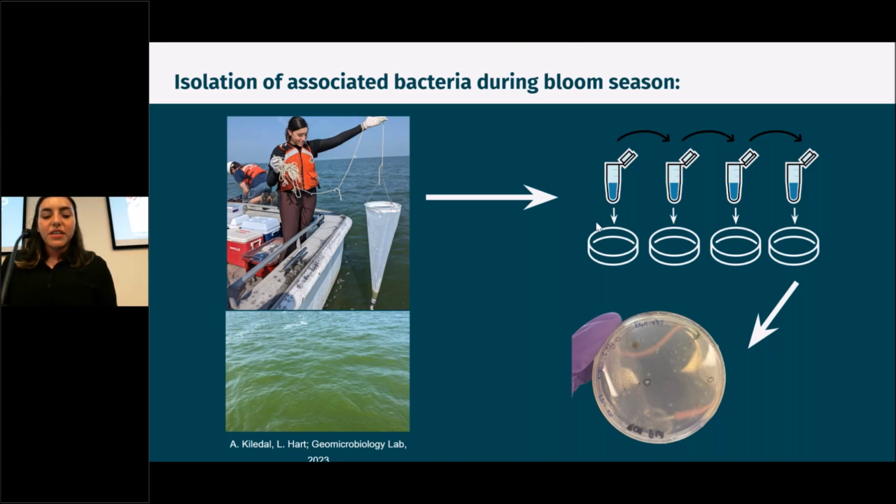But we still used a media that was slightly oligotrophic, so it didn't have rich nutrients, to assimilate the environment in the lake, but a little bit so that we would select for those bacteria that are associated with photosynthetic organisms such as Microcystis. And once we started to see growth, we would isolate those colonies with morphologies that were significantly different because we wanted to cover a variety of different organisms.